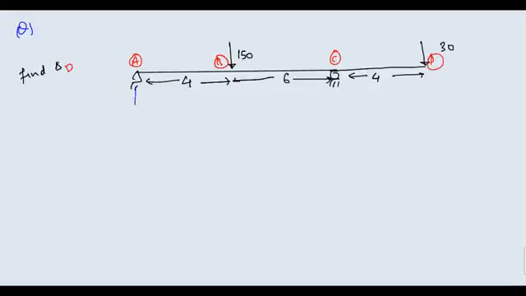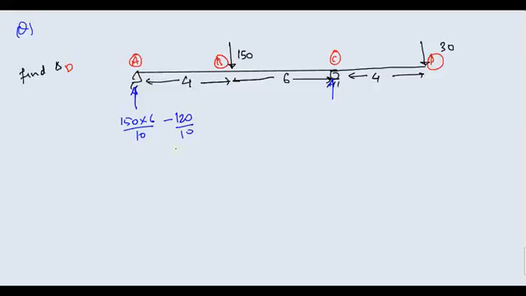Now first of all, tell me what the reaction here is. I think this reaction will be 150 multiplied by 6 divided by 10 from this force. What about this 30? The 30 will give you a moment of 120, so I think you will get minus 120 divided by 10.